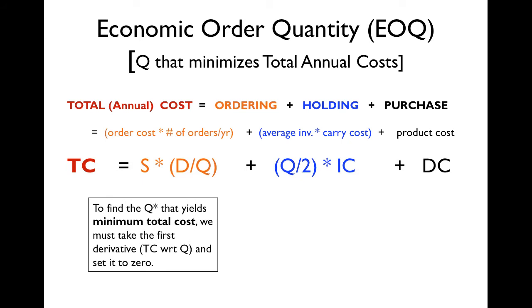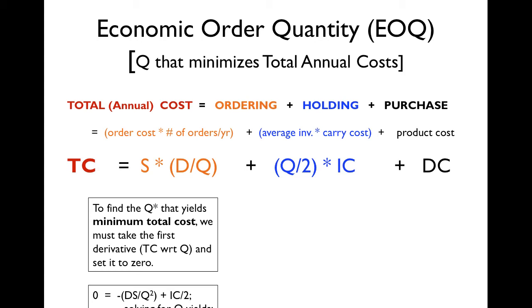So to get to Q star, what we have to do is take the first derivative of the total cost with respect to Q, and then set that to 0 and solve it, and then we'll see what we get. As we do that, set that to 0 and solve for Q, you can see that the last term goes away. The DC term goes away in taking the first derivative because there's no Q in that term. So it actually goes to 0, and that's what I mean by going away.